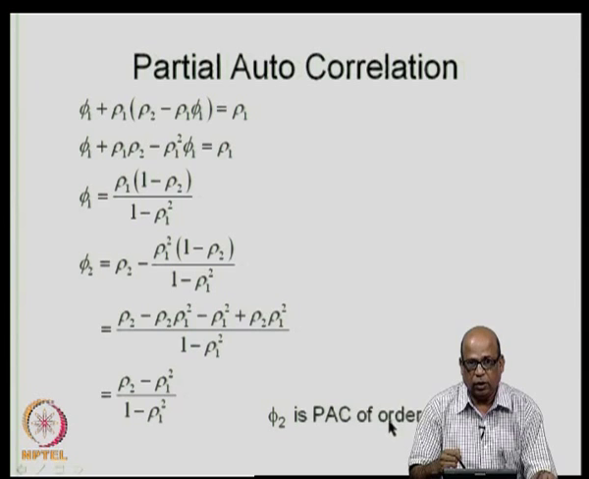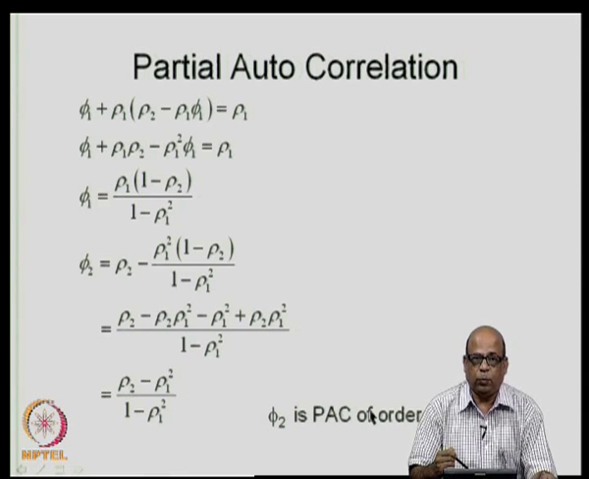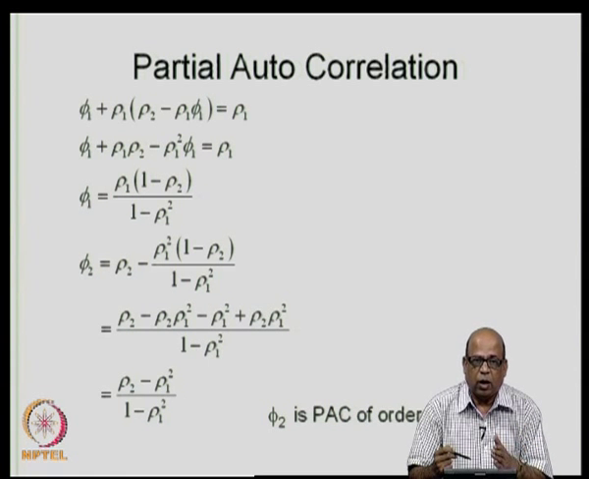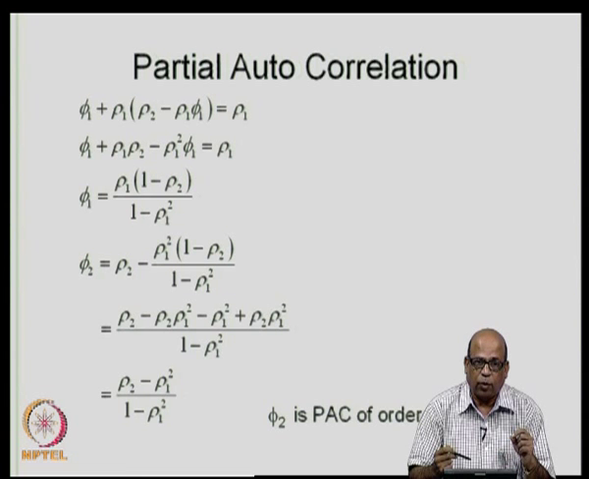So, the phi 2 here is the PAC of order 2. In general, phi p is the PAC of order p when you formulate and solve the Yule-Walker equations of order p. So, we now know how to determine the partial autocorrelations at different orders. So, p is equal to 1, p is equal to 2, etc. You know how to determine the partial autocorrelations of different orders from the data.